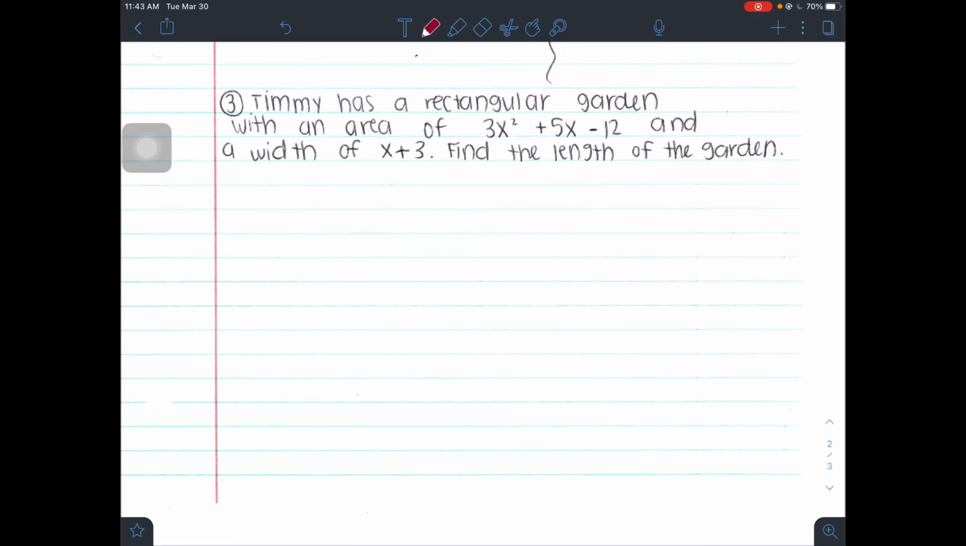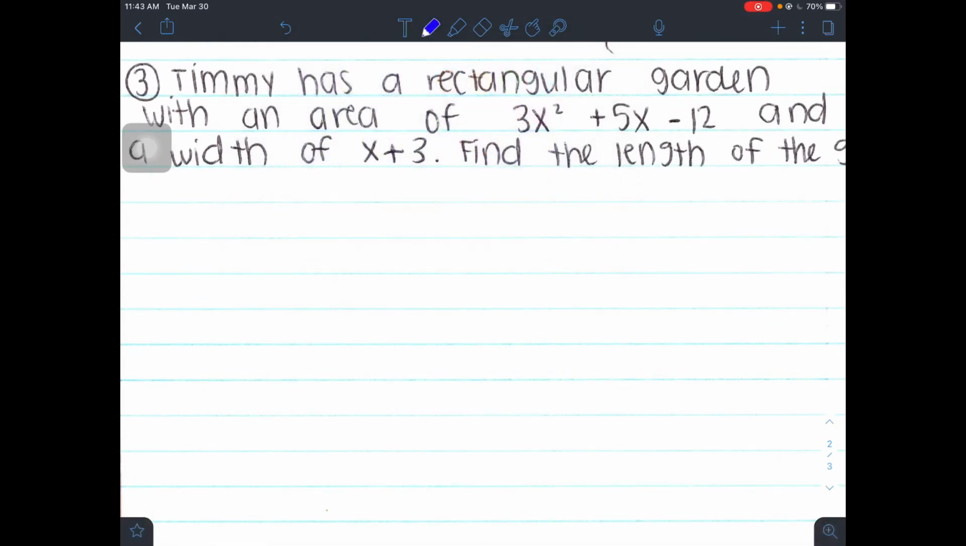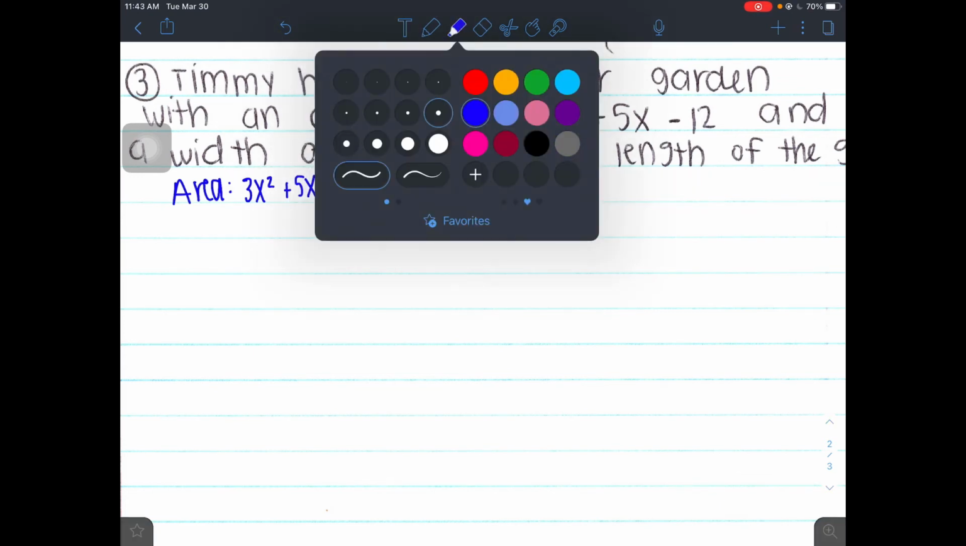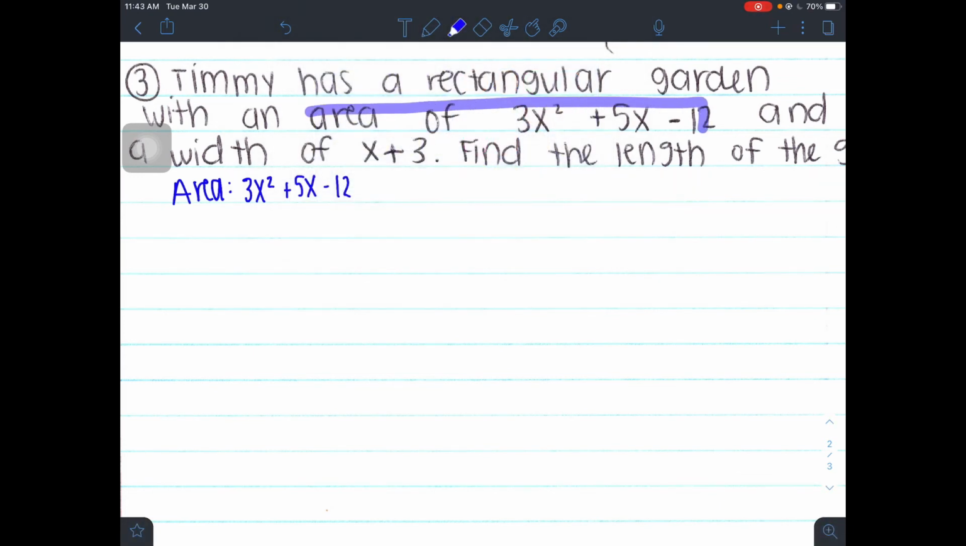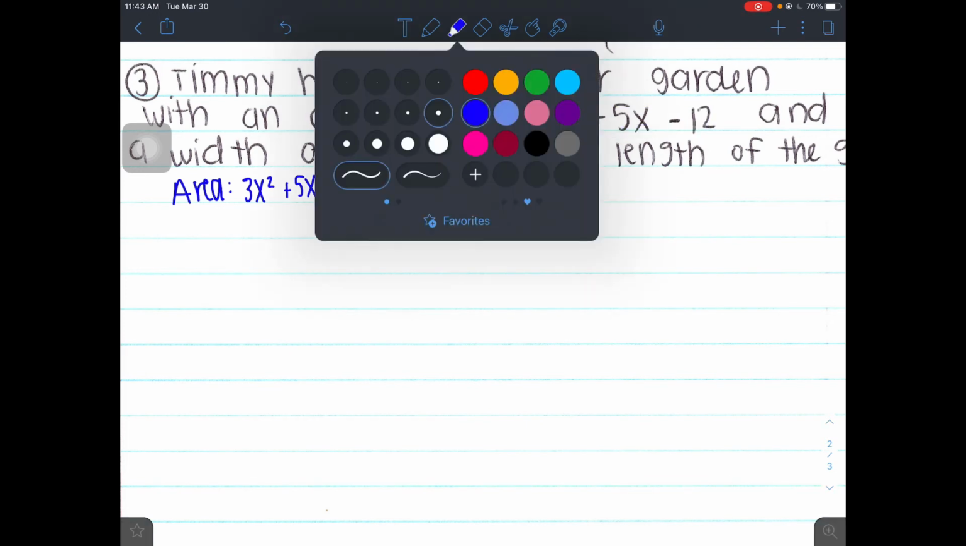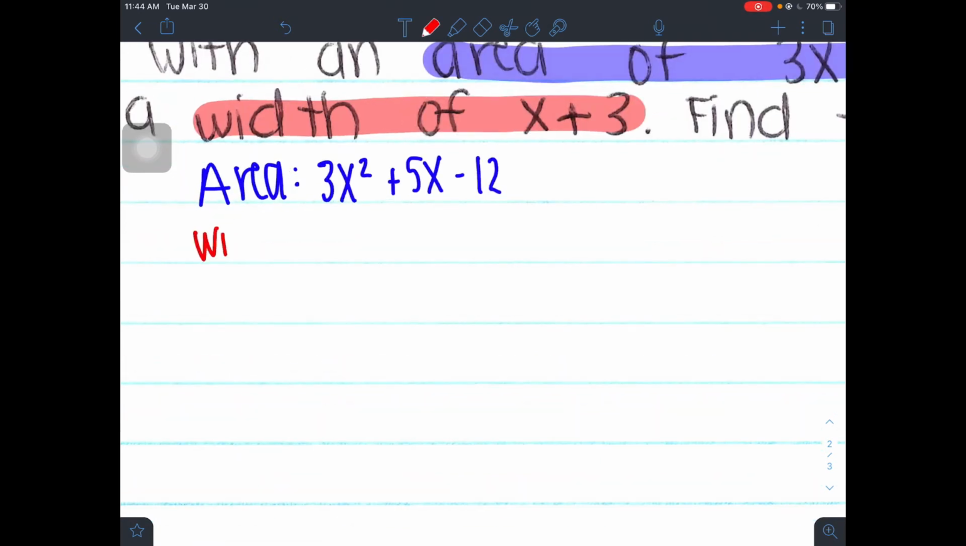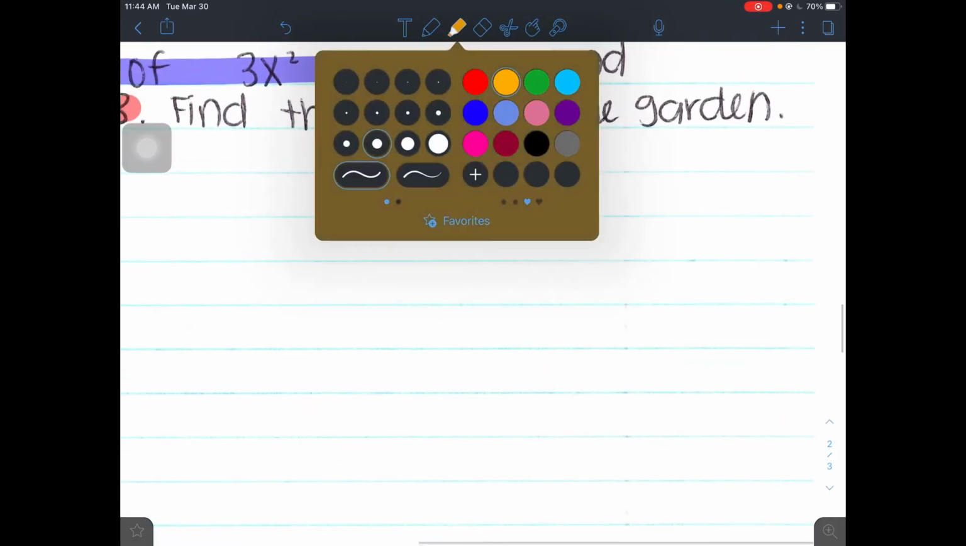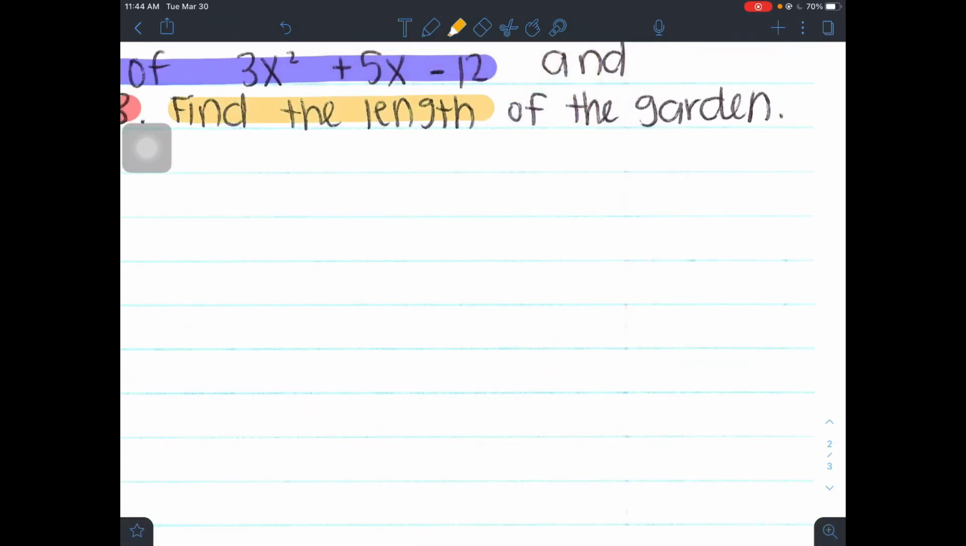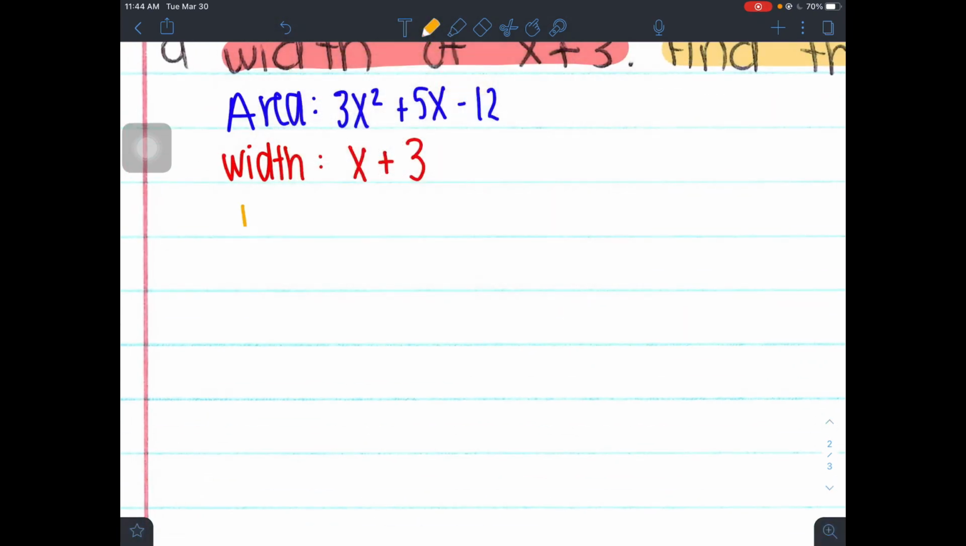Okay, so they told us the area. The area is 3x squared plus 5x minus 12. So go ahead and highlight that bit of information. So area, right, they told us that. I need a bigger highlighter, honestly. They also told us the width is x plus 3. Okay, they want us to find the length. So that's what they want us to find here. Find the length. So length, we have no idea.